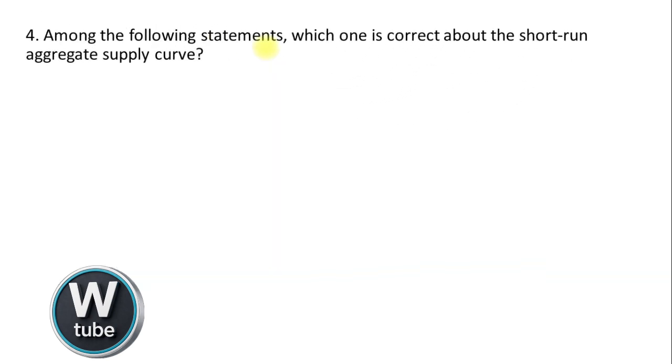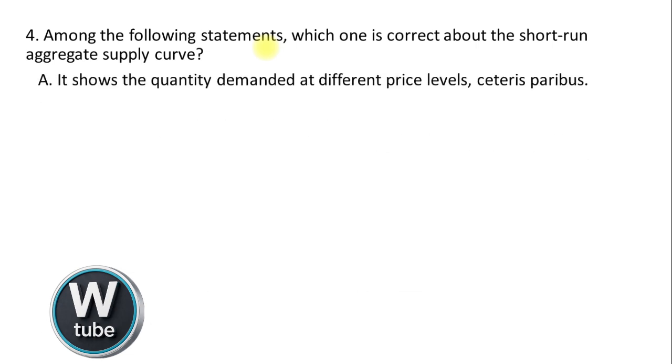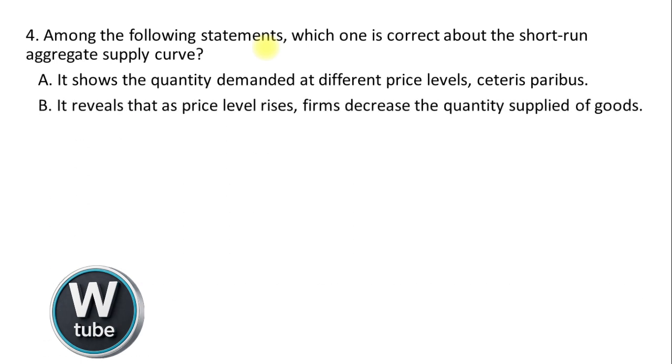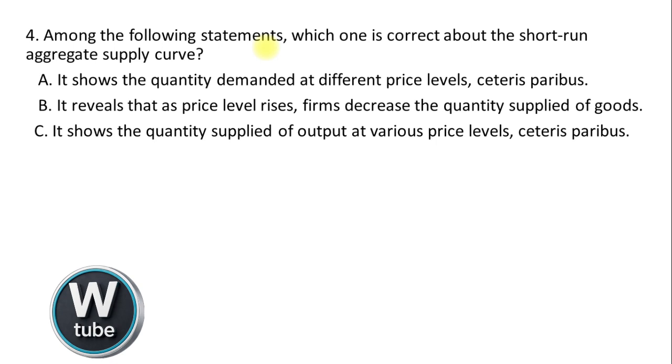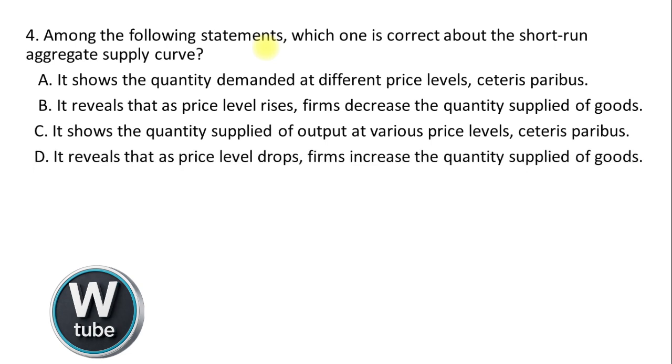Question number 4. Among the following statements, which one is correct about the short-run aggregate supply curve? A. It shows the quantity demanded at different price levels, ceteris paribus. B. It reveals that as price level rises, firms decrease the quantity supplied of goods. C. It shows the quantity supplied of output at various price levels, ceteris paribus. D. It reveals that as price level drops, firms increase the quantity supplied of goods. Which one is the correct answer?